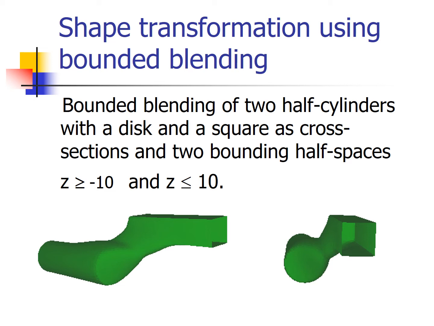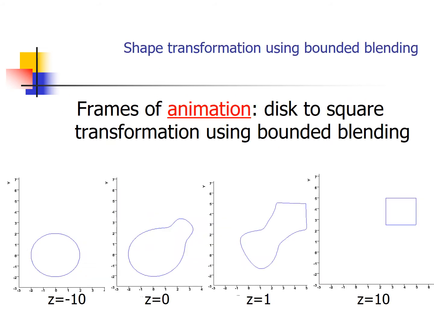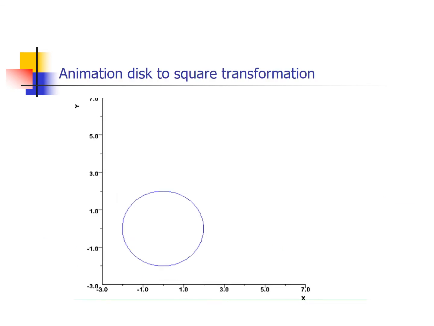Let's look at this as an example. Bounded blending of two half cylinders with a disk and a square as cross-sections and two bounding half spaces is presented on this slide. Here you can see a sequence of animation frames where the disk is transformed into a square using bounded blending. Here you can see this animation.